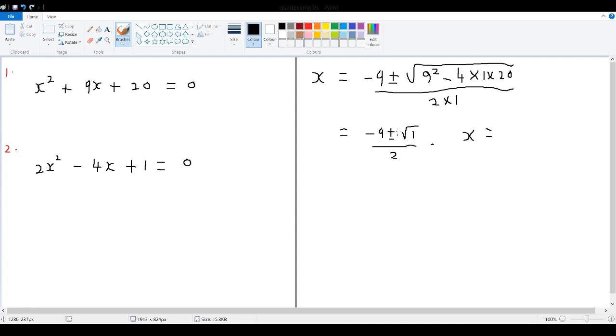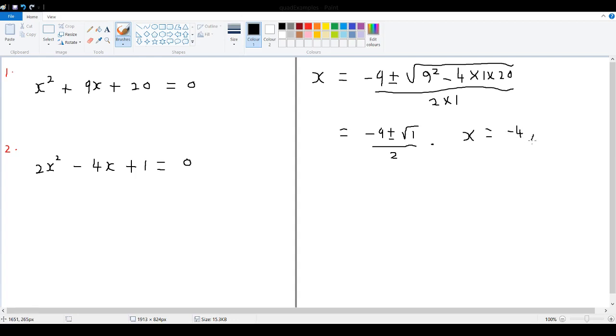So let's look at the plus first. We'd get minus 9 plus the square root of 1. Well, the square root of 1 is just 1. So we've got minus 9 plus 1, and that's minus 8. And then we have minus 8 divided by 2, which is minus 4. So one of those will give you minus 4.